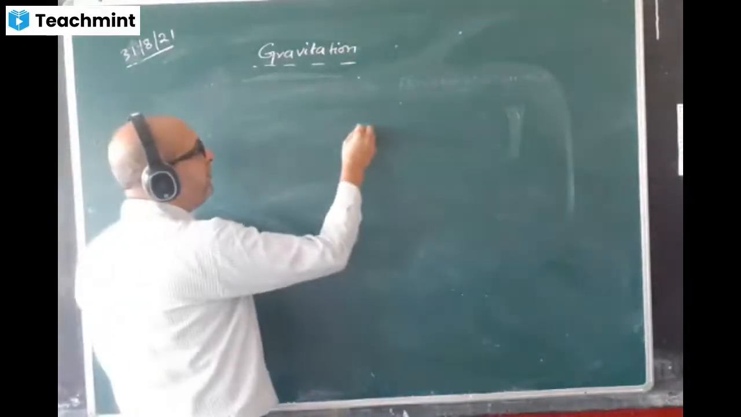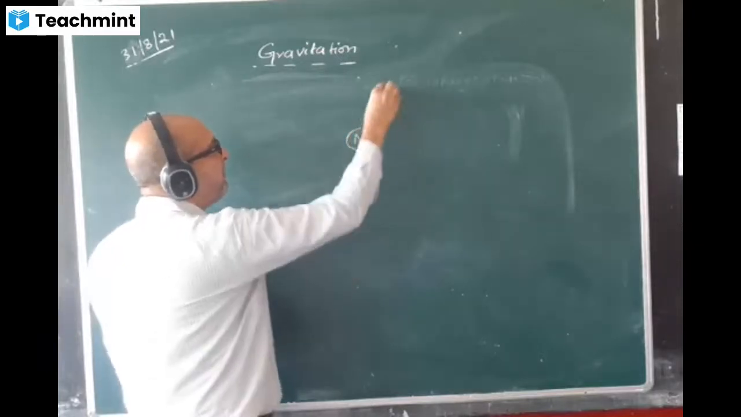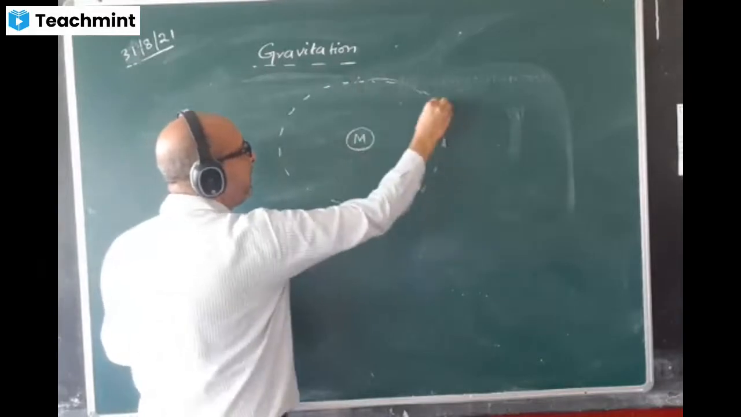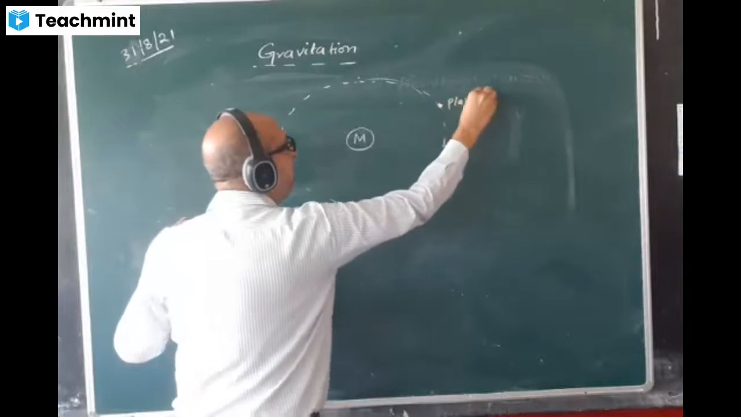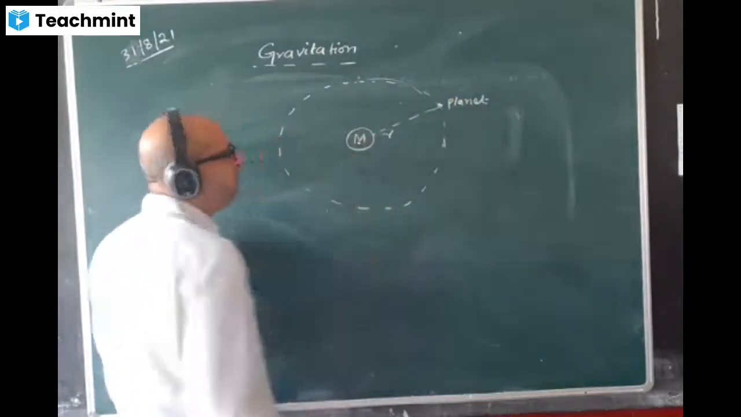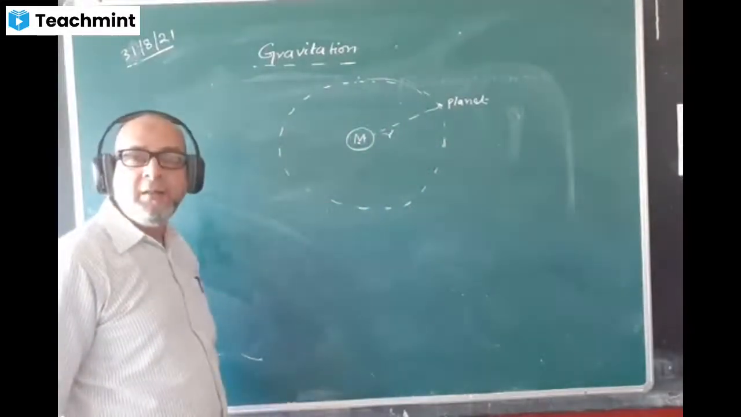For that, we will draw a diagram like this. This is the sun of mass m, and here is a planet revolving around it. The distance between them is r. The sun is at the center, the planet is over here, and the total distance is r.